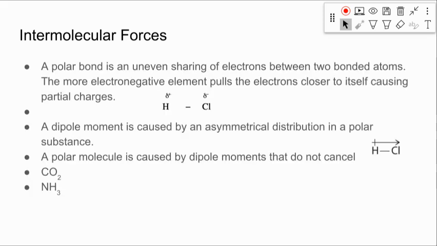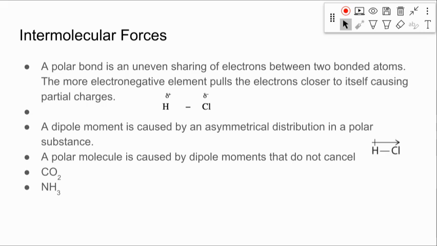For these, we are going to have to first decide if something is nonpolar or polar. We have talked about this before, but we want to talk about it again. A polar bond is when we have one element that is more electronegative and it pulls the electrons closer to it. When it does that, they take on partial charges. I have an example of hydrogen chloride. Chlorine is more electronegative, and so we have a partial negative on chlorine and a partial positive on hydrogen.